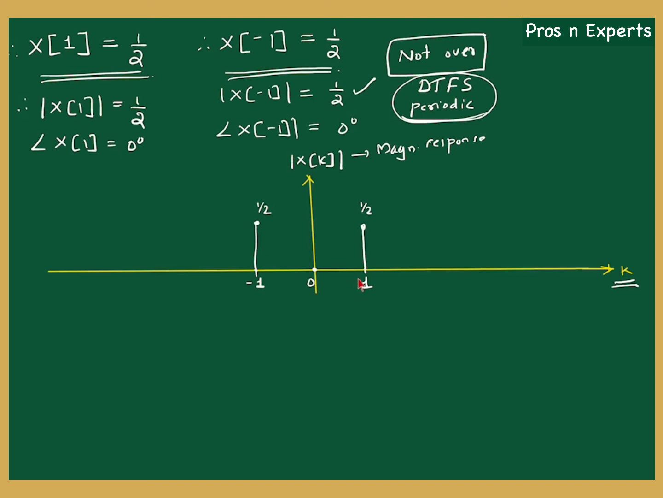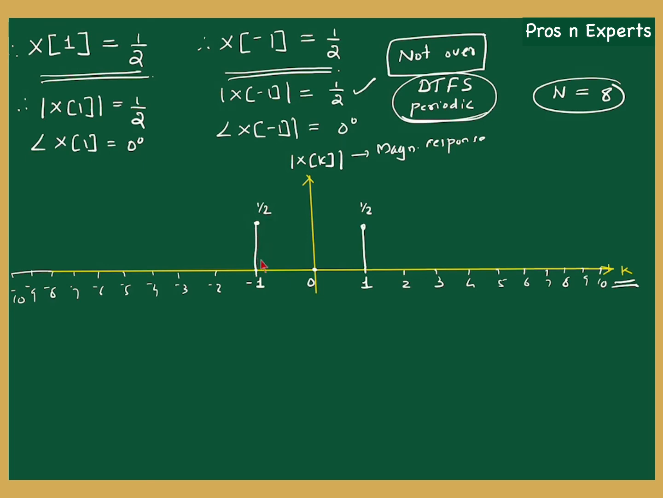And what is the repetition? It repeats after every n samples. That's why we initially found n equal to 8. If you remember, we calculated n equal to 8. So this same spectrum is going to be repeated after every 8 samples. 2, 3, 4, 5, 6, 7, 8, 9, 10. I'm not drawing according to scale.